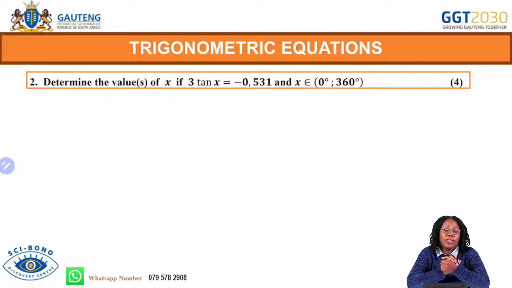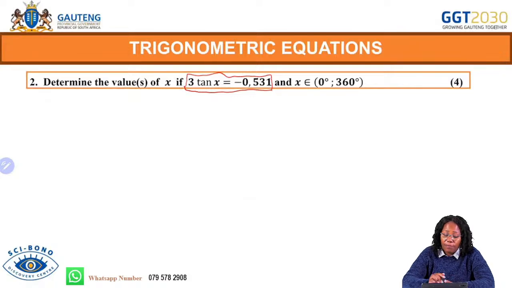And then let's look at the second activity. You are determining the value or values of X if we are given 3 tan X equals minus 0,531. That is the equation given to us. We are still looking at the values in all quadrants. For this one we have a challenge because we have a 3 there. Remember, it must be a trig ratio equal to something. In this case, you need to get rid of that 3.